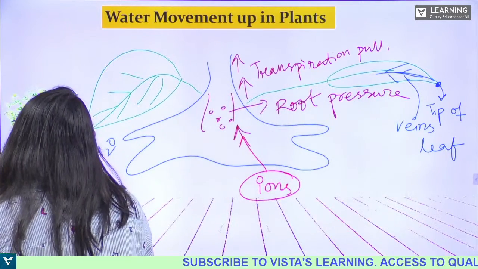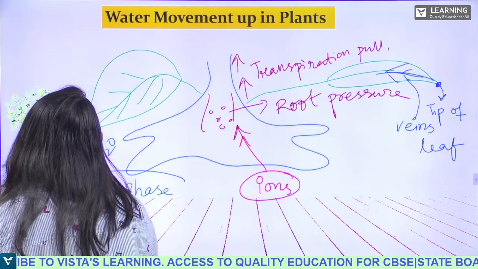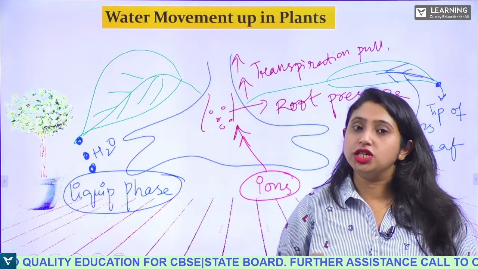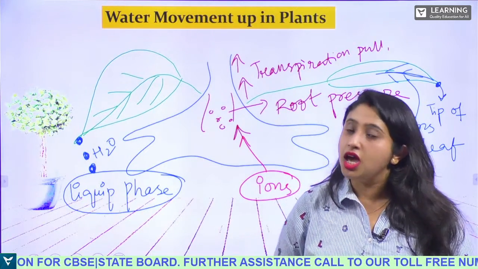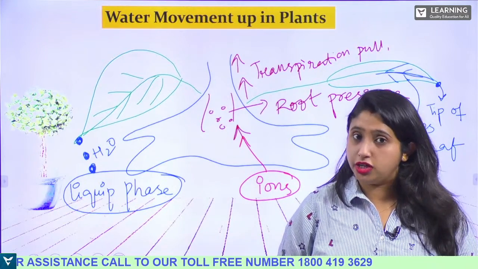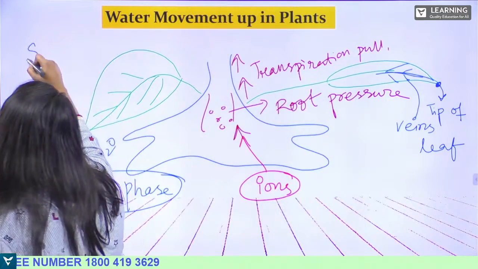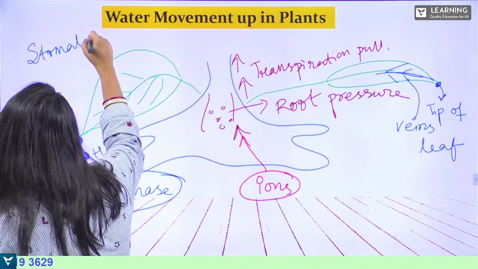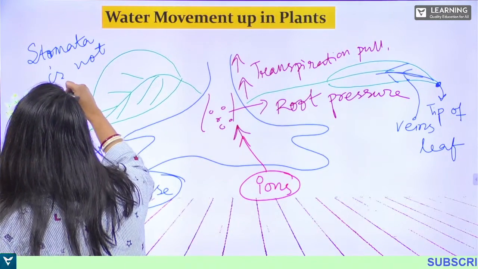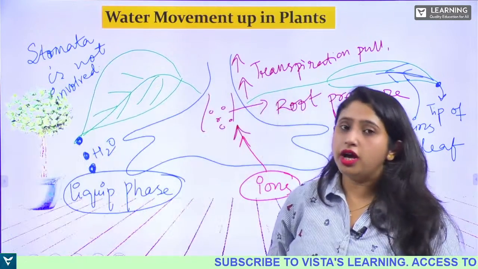This water is in the form of liquid phase. It is not transpiration. Guttation and transpiration are different. In guttation, the water released is in the liquid phase, and here stomata is not involved. Clear? So that process is known as guttation.